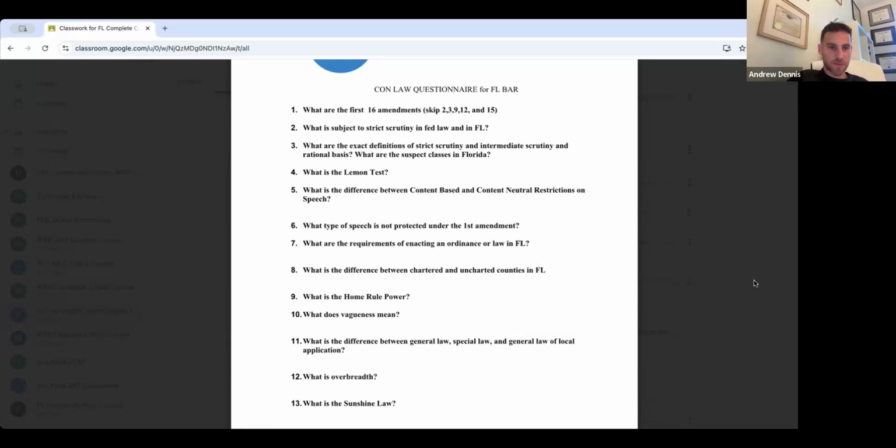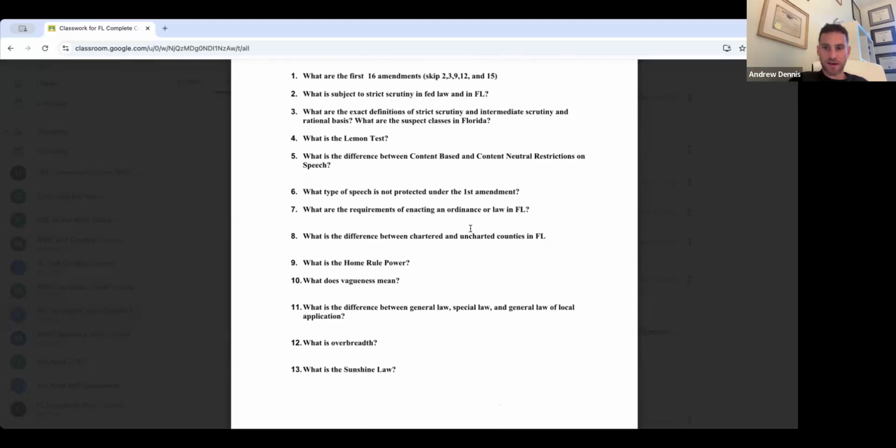Okay, types of speech not protected by the First Amendment, so words that are likely to incite imminent lawless activity, hate speech, obscenity, defamation, or false or misleading commercial speech.